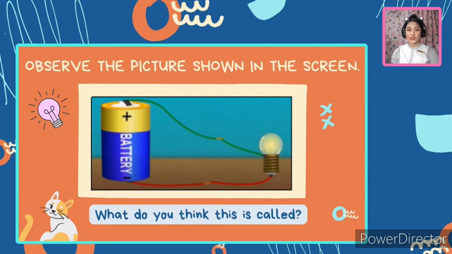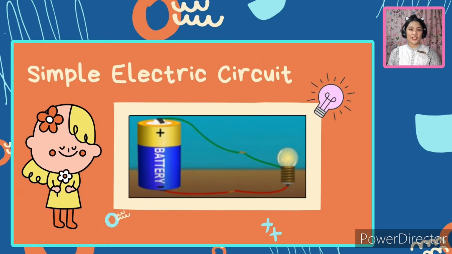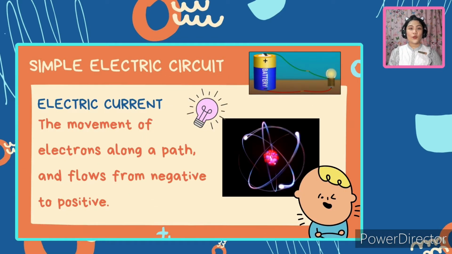Observe the picture shown in the screen. What do you think this is called? This is a simple electric circuit. Before we know what a simple electric circuit is, let us first know what is an electric current. An electric current is the movement of electrons along a path and flows from negative to positive. So an electric current is a collection of moving electrons that flows along a path.